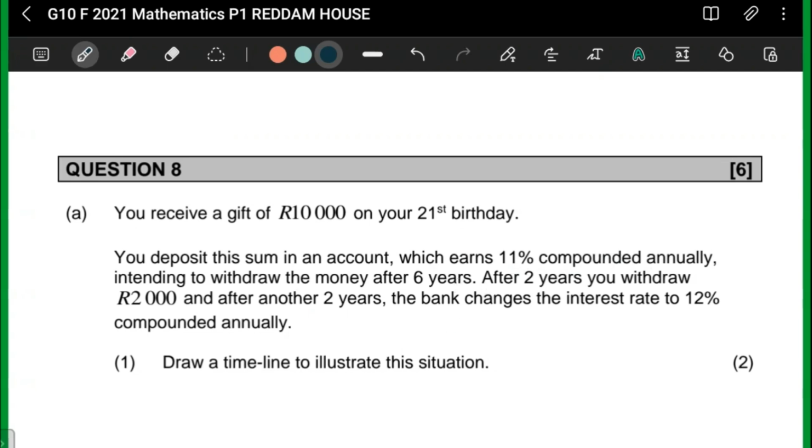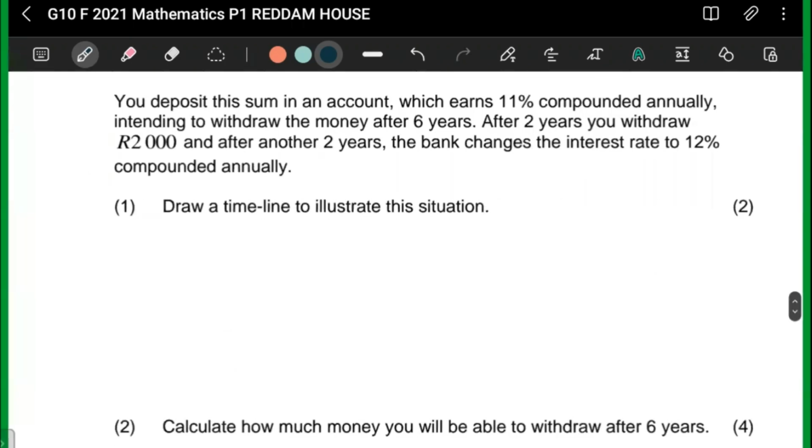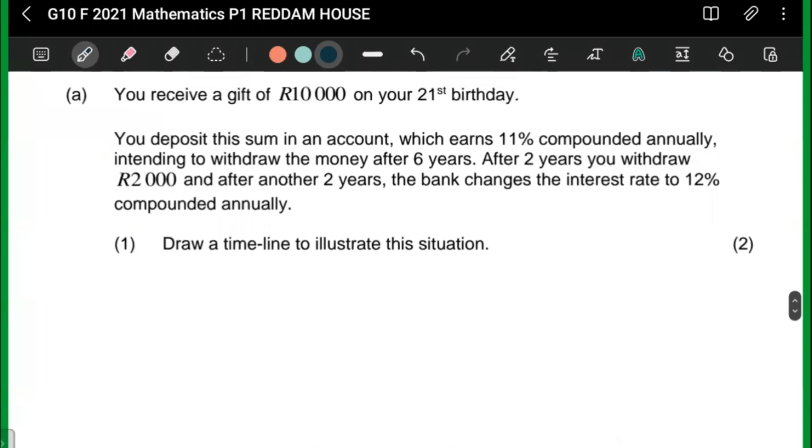But it says here, after 2 years, you withdraw 2,000. And after 2 years, the bank changes the interest rate to 12% compounded annually. Okay. So in a situation like this one, they ask me to draw a timeline to illustrate this situation. So it's important to know how to draw a timeline, because you just need to keep track of events.